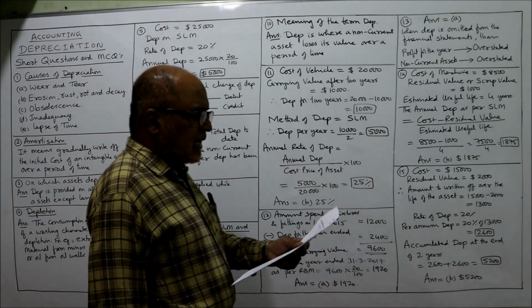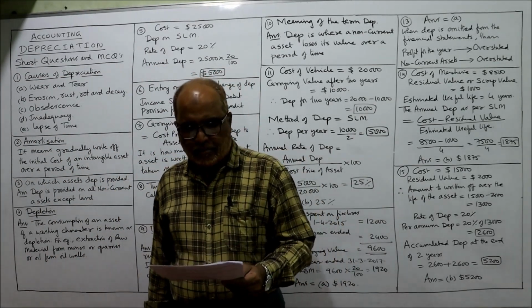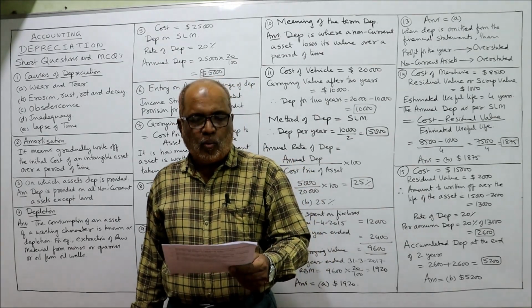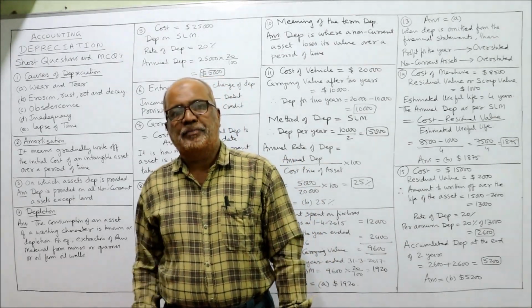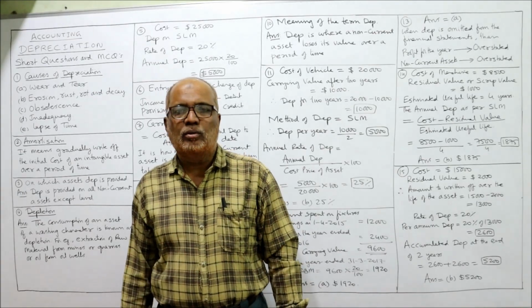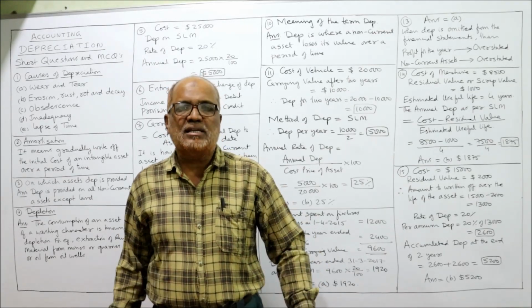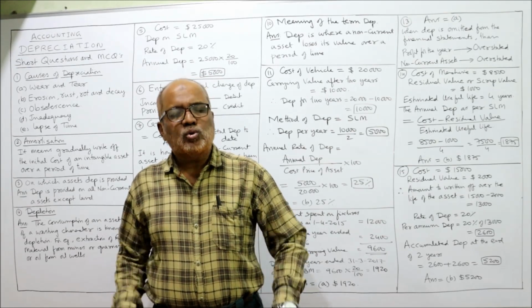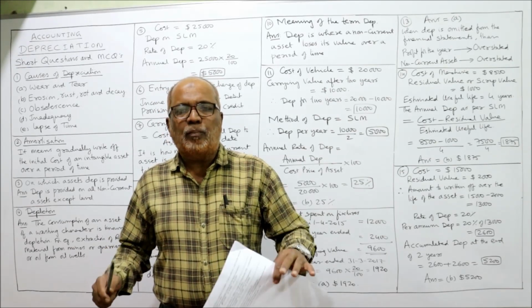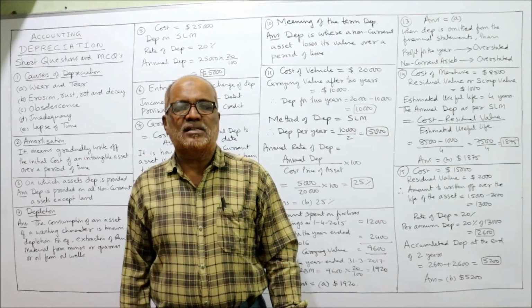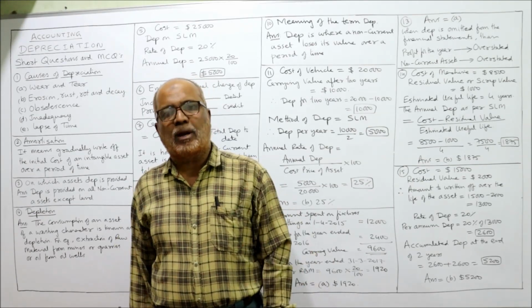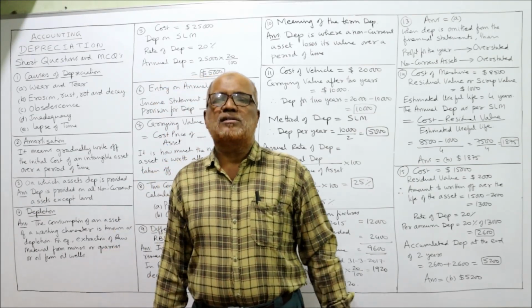I'm starting the first problem, short questions and MCQs. Very first one: what are the causes of depreciation? In the last video, I explained why depreciation is provided, what the causes and reasons are. The important reasons are physical reasons, economic factors, or depletion or amortization. So many factors are there.